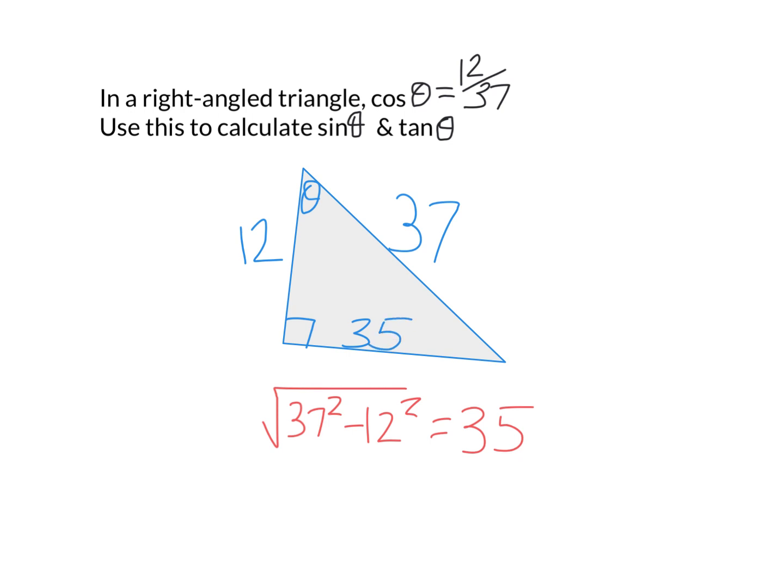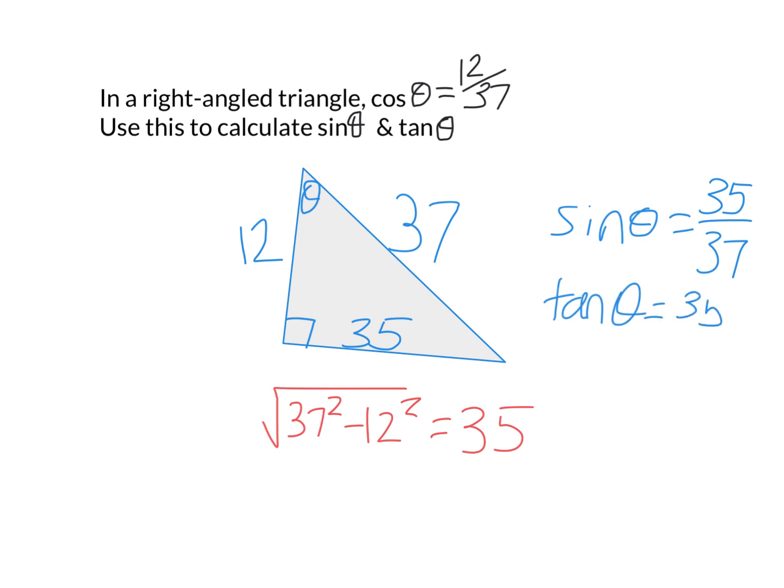Pythagoras dictates that. So if cos theta is 12 over 37, sine theta will be opposite over hypotenuse. It will be 35 over 37. What about tan theta? Well, tan, TOA in SOHCAHTOA, means opposite over adjacent. This is the angle theta. Opposite over adjacent is 35 over 12. So tan theta equals 35 over 12.